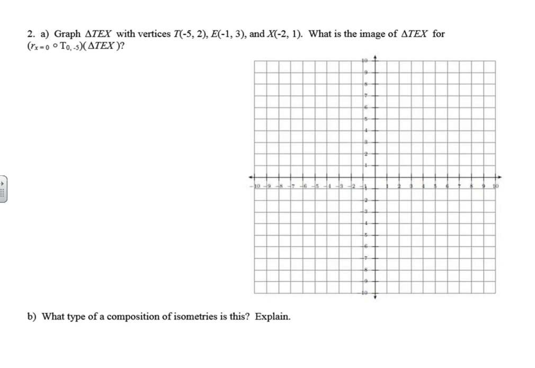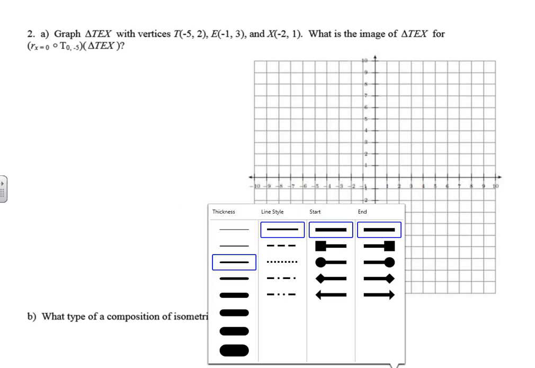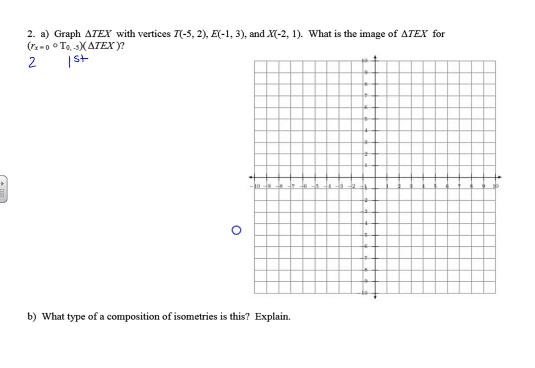All right, now we have another one here, a little bit different, okay? Let's go ahead and figure out our notation again. What do we got going on? Well, we're going to do this one first, and we're going to do this one second because that little O means following. So let's start off with writing these down. We have T is negative 5, 2, E is negative 1, 3, X is negative 2, 1. And so we've got T prime, E prime, X prime.